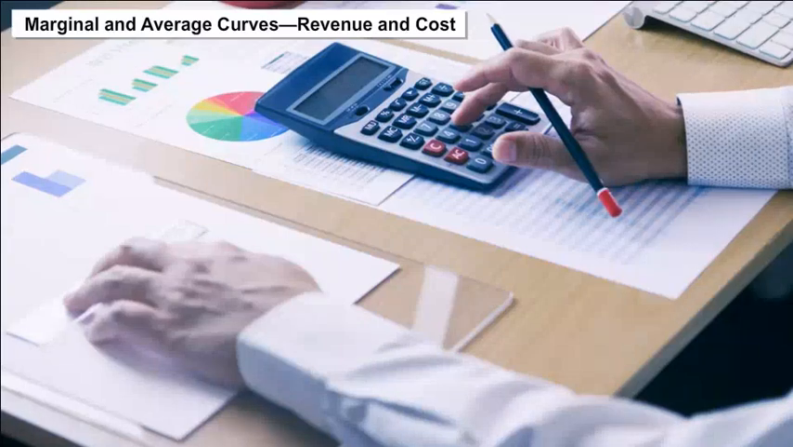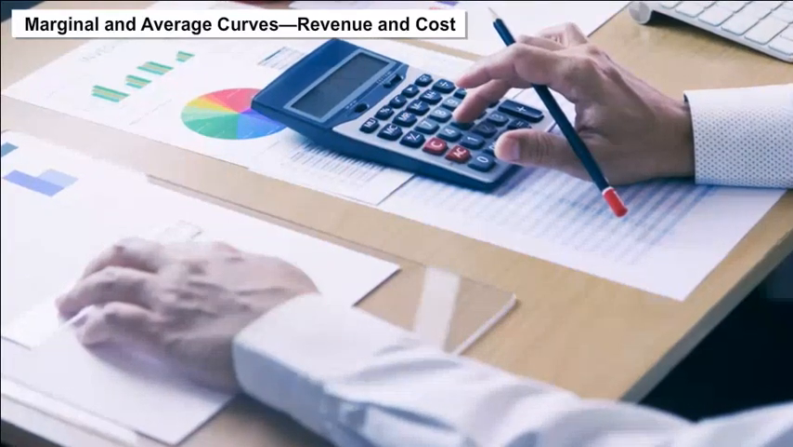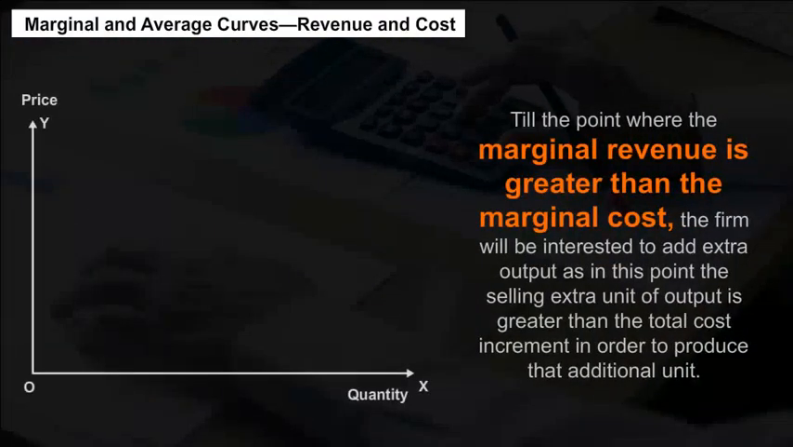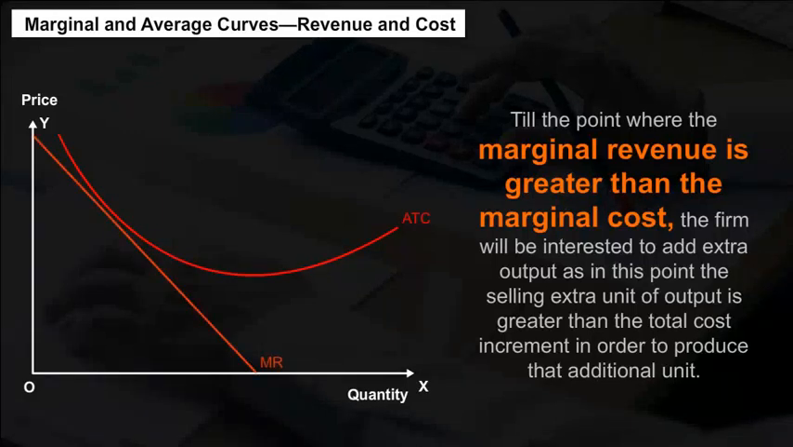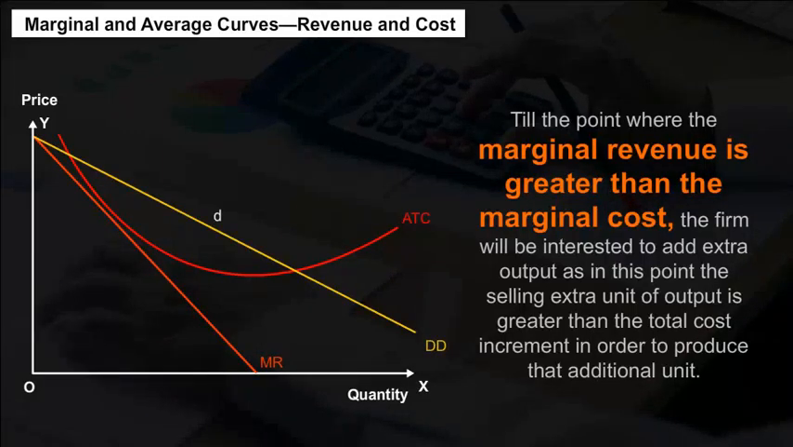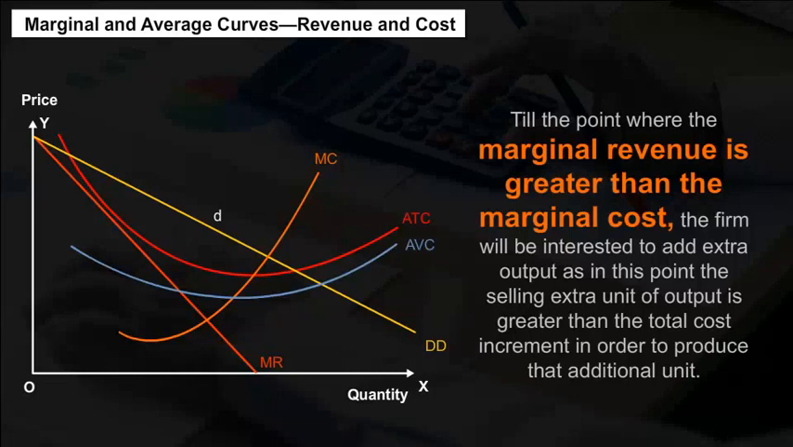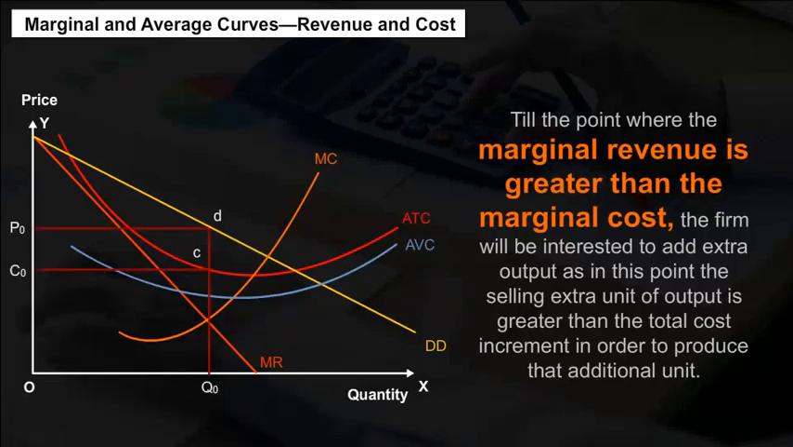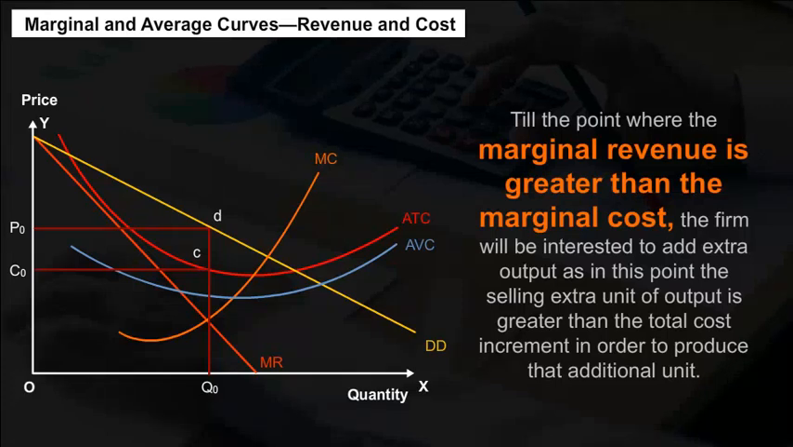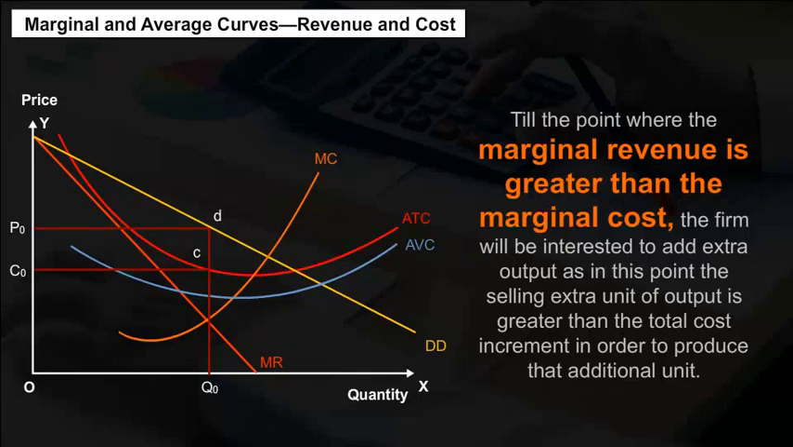Marginal and average curves, revenue and cost. Up to the point where marginal revenue is greater than marginal cost, the firm will be interested in adding extra output, as at this point the revenue from selling an extra unit of output is greater than the total cost increment needed to produce that additional unit.